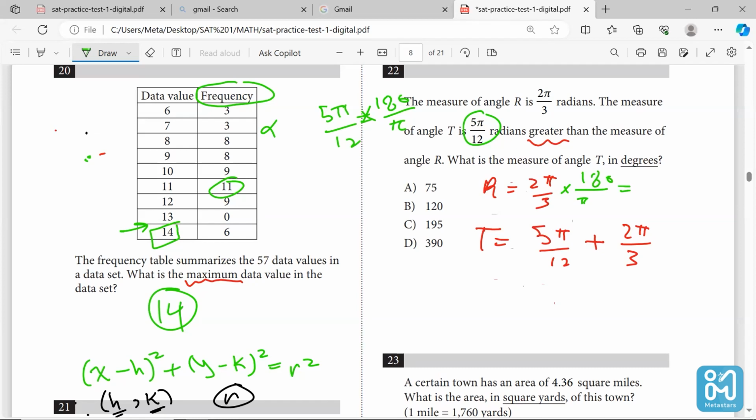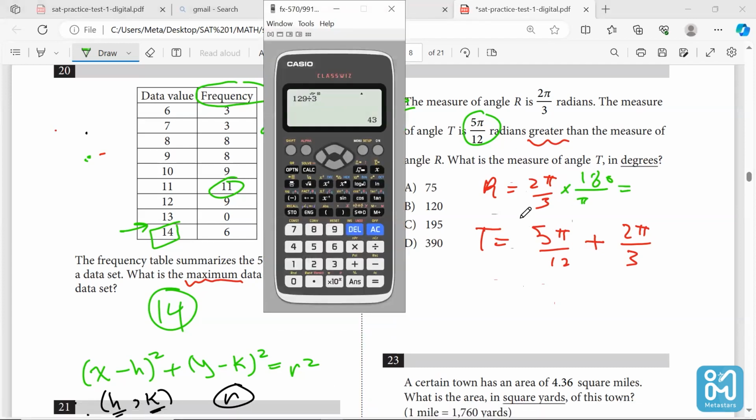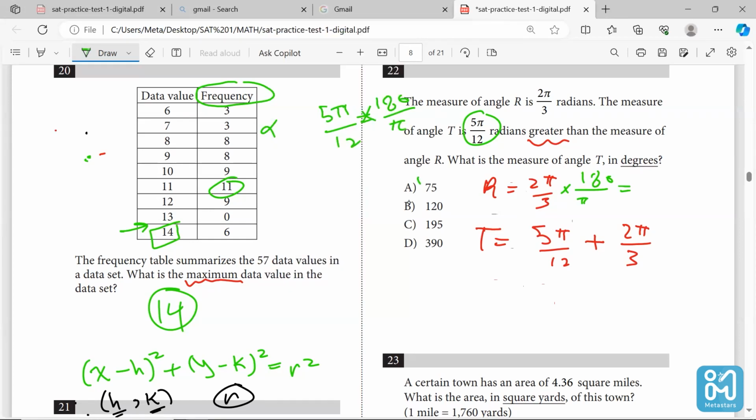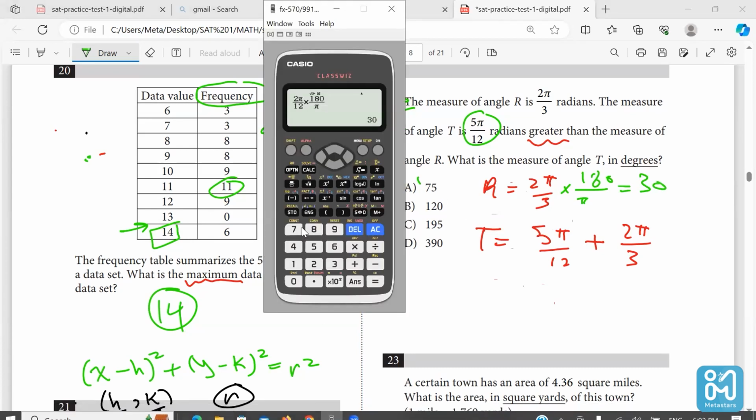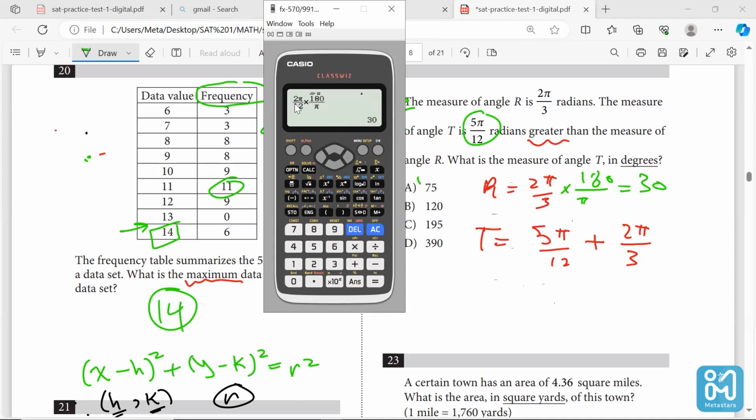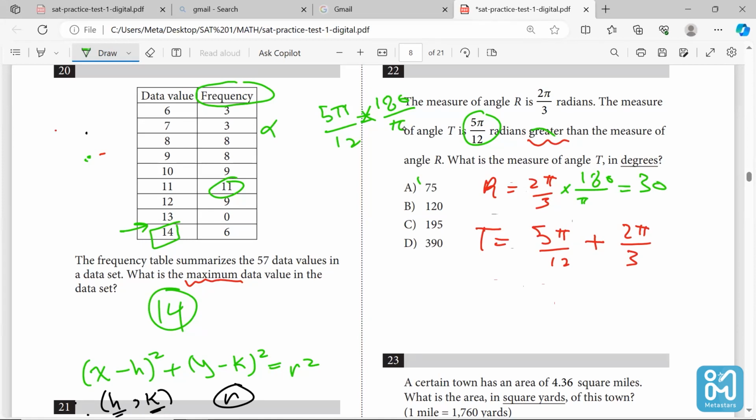Now let's do it in the calculator. 2 pi over 3, multiplied by 180 over pi. My answer is 30. Let's make sure about this one. Oh, I made a mistake and put 12. Wait. It's 2 pi over 3, not 12. It's 120. Oh, it's correct like that. Here, it's not 30. It's going to be 120.